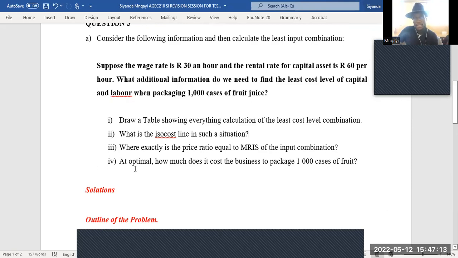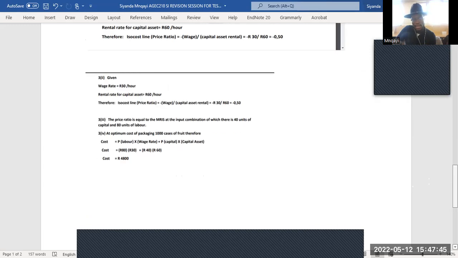Then the last question is saying that at optimum, how much does it cost the business to package 1,000 cases of fruit juices? So we want to know how much it costs the business, because we are always optimizing with the least cost combination so that we will be able to maximize profit, which is the aim of every business, right? Okay, let's look at how you must solve such a calculation.